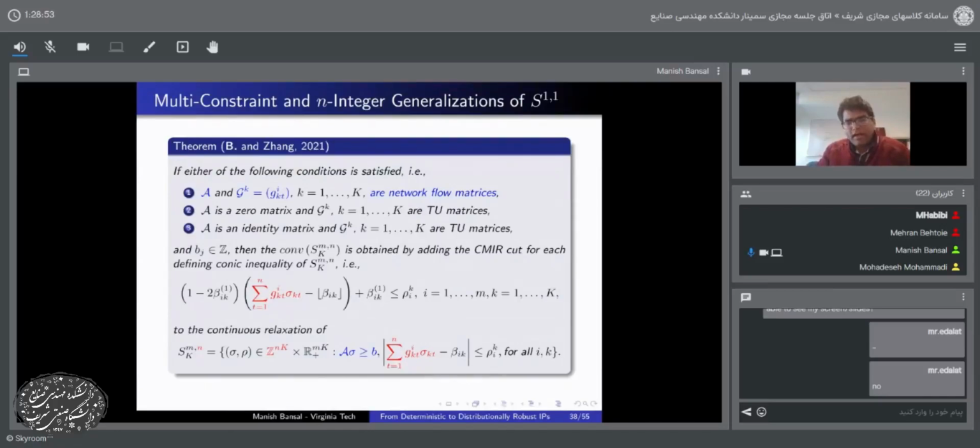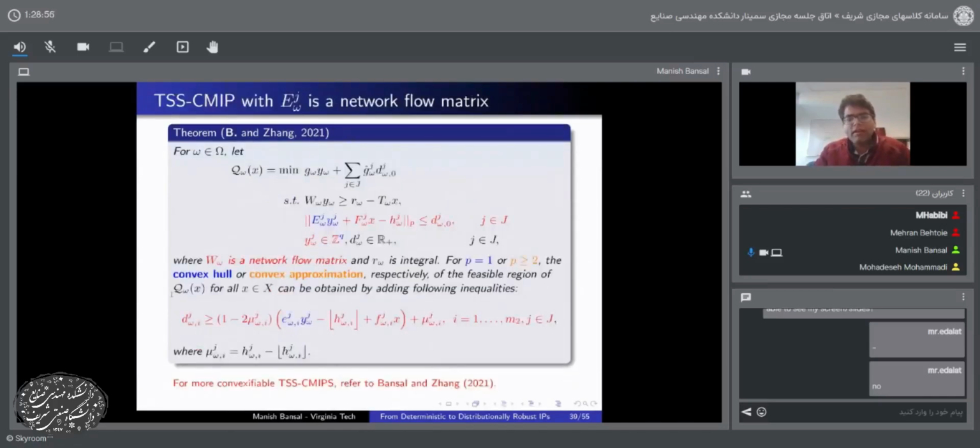And then the idea was to move this by considering a set where you have two-stage stochastic conic mixed integer programs where these EJ and W omega have some property. If W omega is a network flow matrix or EJ omega is also a network flow matrix, then for P equal to 1, we can obtain a linear programming equivalent for this set. For P greater than or equal to 2, we still have valid inequalities and we are able to obtain a convex approximation of the second stage feasible region.